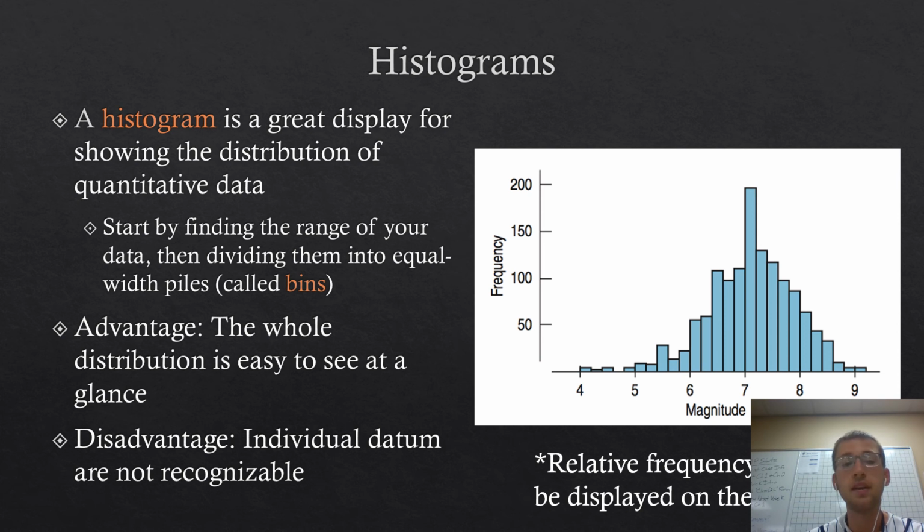The advantage of using histograms is that the whole distribution is easy to see at a glance. Just by looking at a histogram, we can tell that most of our earthquakes are right around that 7 to 7.2 magnitude. The disadvantage, though, is that we are not able to see what the individual magnitudes for these earthquakes might be. So for example, if we look in this big bin from 7 to 7.2, we don't know if all of those earthquakes were around 7, if all of them were around 7.2, or if they were kind of spread out in the middle, okay?